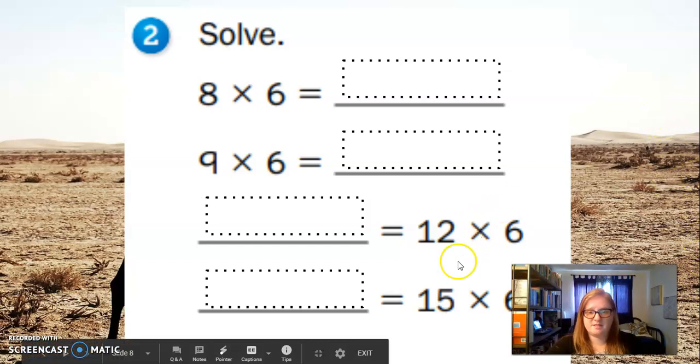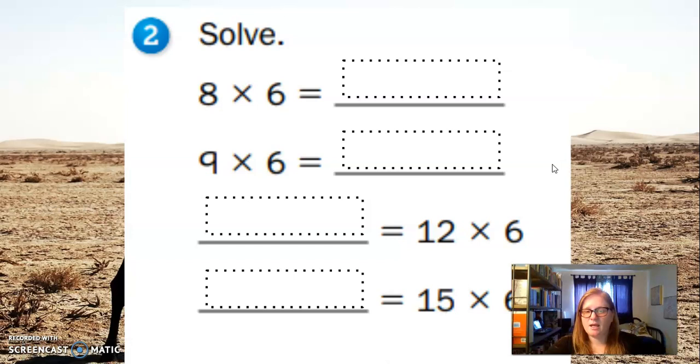For 12 times 6 and 15 times 6, you're going to want to break that apart and do, for instance, just as an example, you could do 10 times 6 plus 2 times 6. Okay, so that's breaking the 12 into a 10 and a 2. Times them both by 6 and then add them together and you get your answer. And you could do the same thing with 15 with 10 and 5. Those are the easiest ones you could do because you know your 10's facts and your 2's facts and your 5 facts. So just a suggestion.